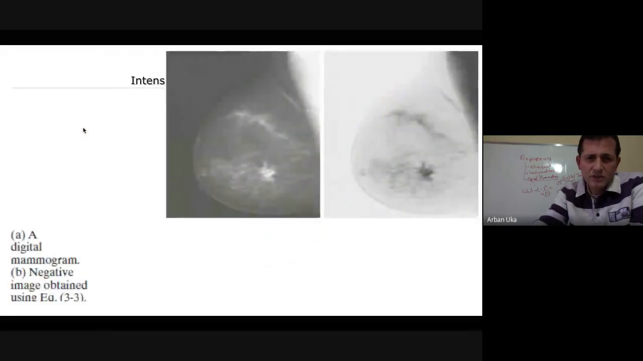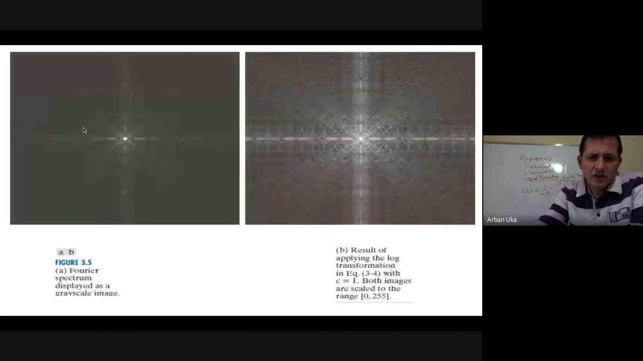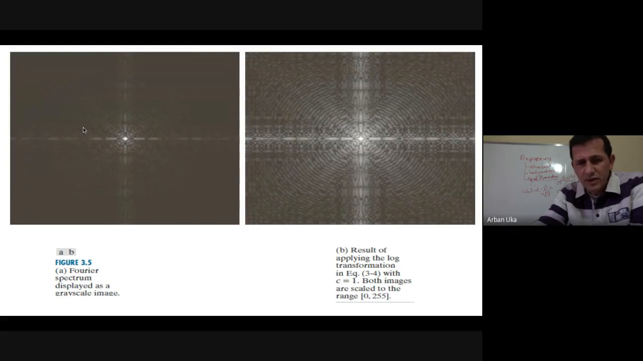Now here we see some low contrast images, like those obtained with X-rays. We have the original image, and we can apply the negative function here. This is a very fundamental transformation that we observe here.